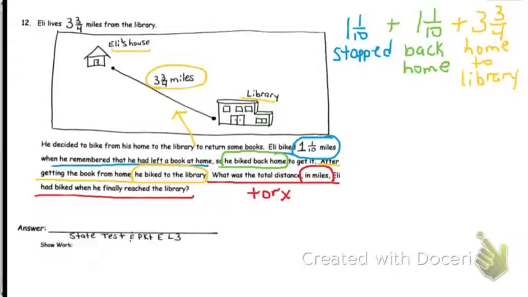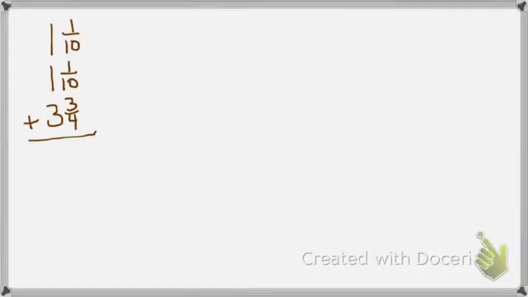And let's go back into my question. Is there anything else? Nope. Now it actually asks for the question. What's the total distance in miles that he biked when he finally reached the library? So I think I have all of my facts and information. I'm ready to go ahead and solve this problem. So I'm going to move to the next page to add my 1 1/10 plus 1 1/10 plus 3 3/4.